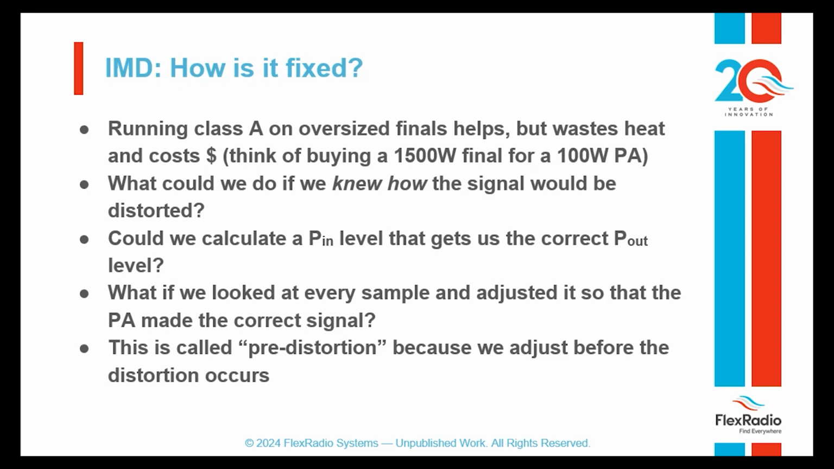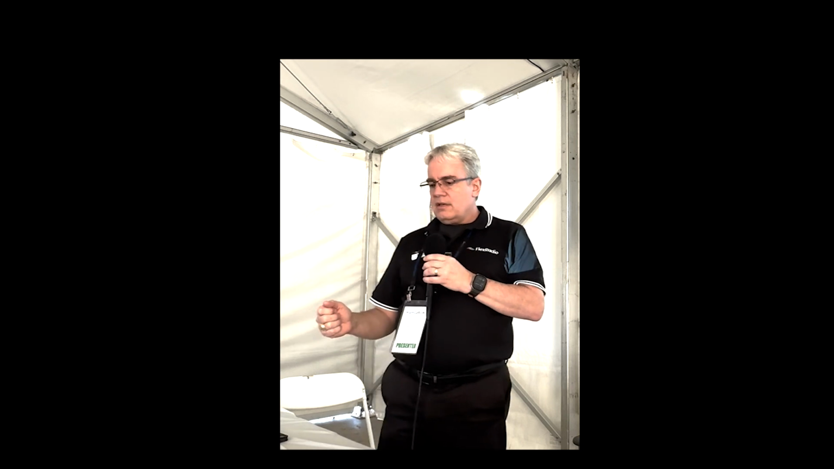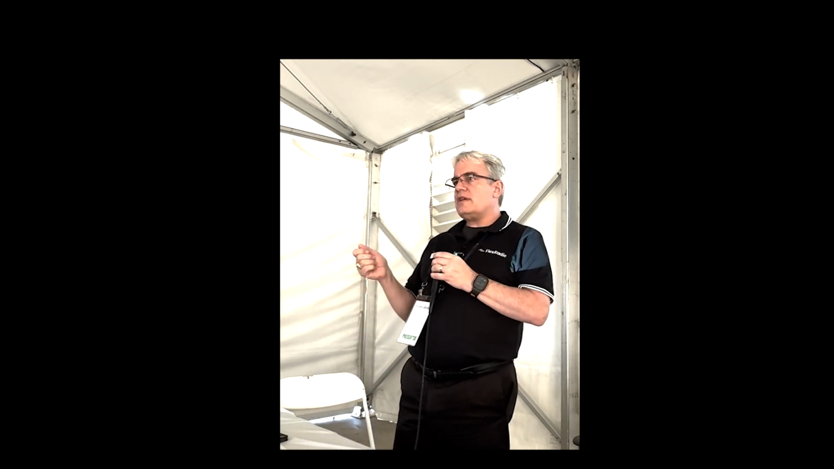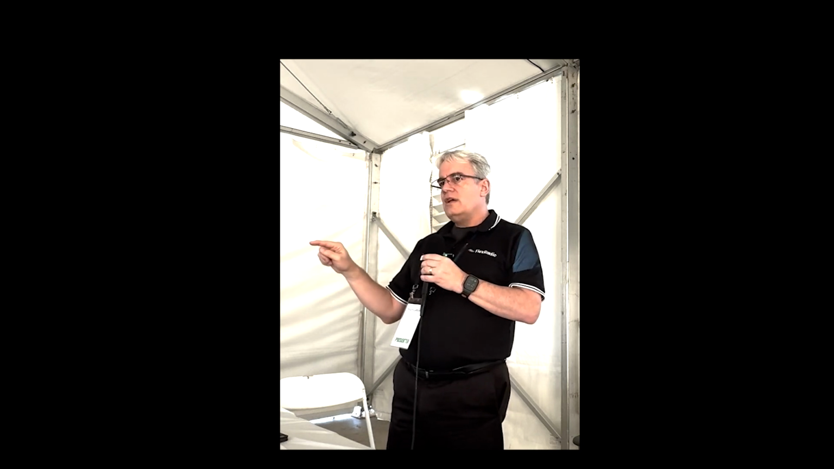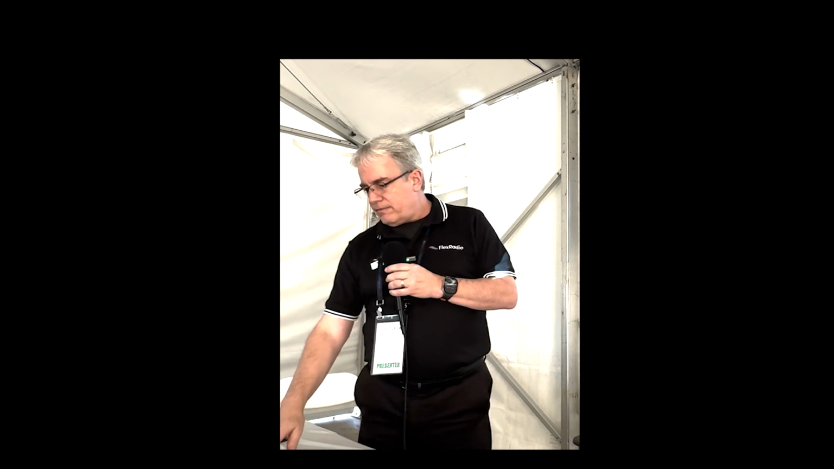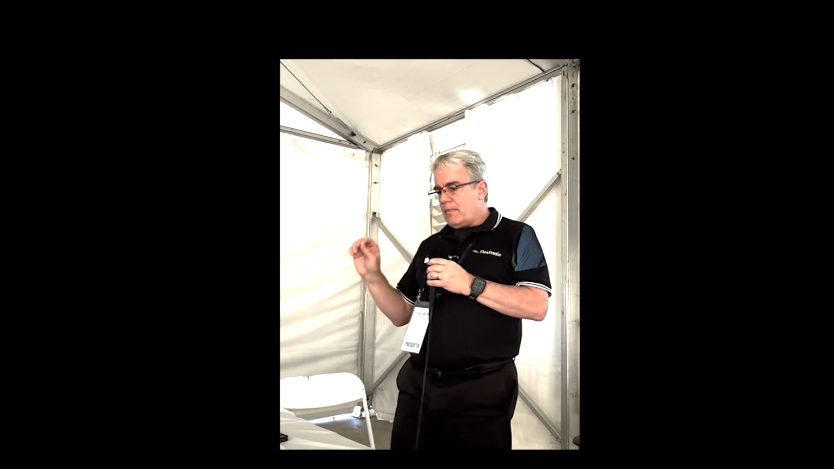But if we knew exactly how that signal would be distorted, so if we knew that every time we put 10 in, we got 95 out, could we put in 11 or something to get 100 out? In other words, we would distort the signal on the front end in order to get the signal that we wanted on the back end. So that's essentially what predistortion is. We calculate the input signal level that gives us the desired output signal level, and that's what we put in the transistor instead of what the exciter generated by itself. So in order to do that, we look at every voltage going into the amplifier and we make that adjustment on it.